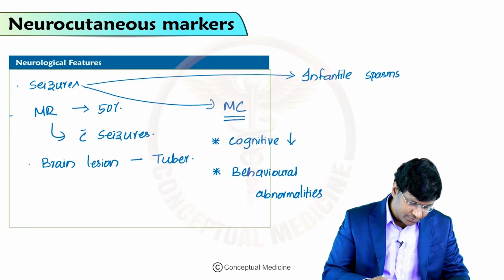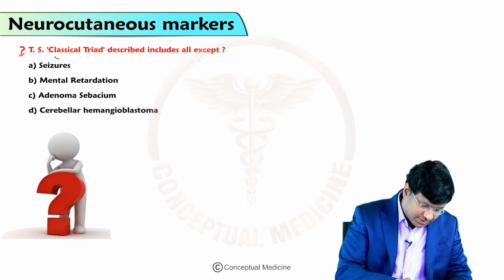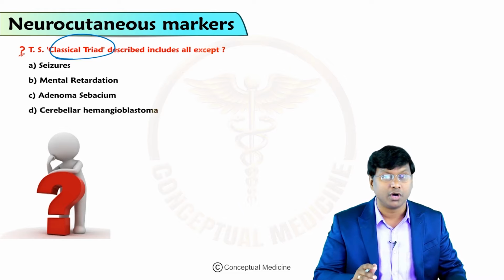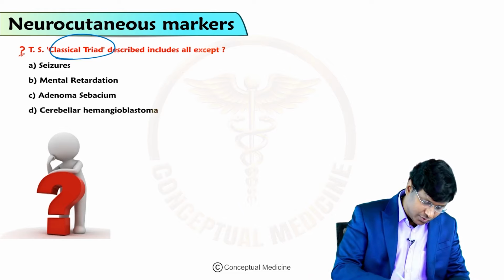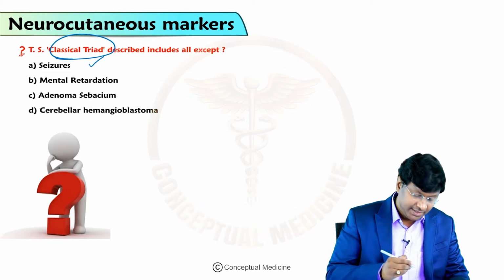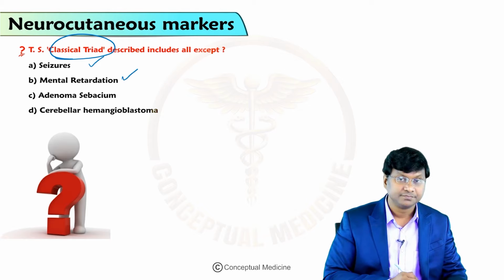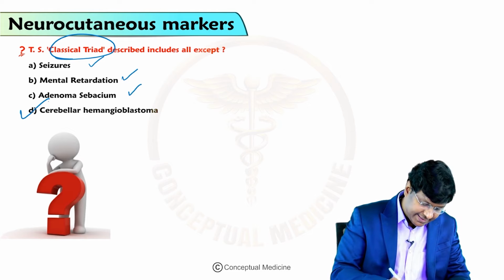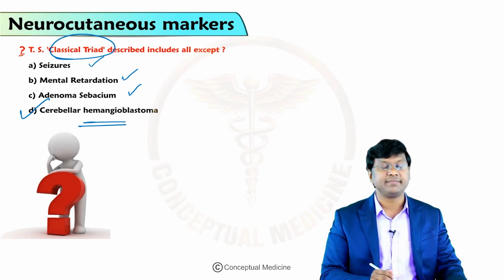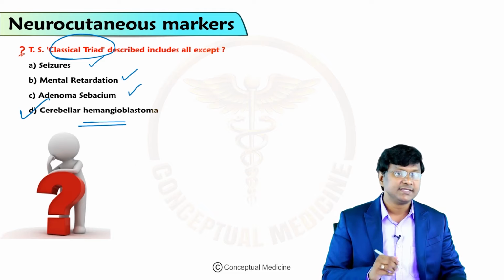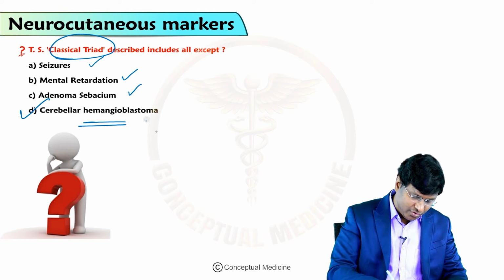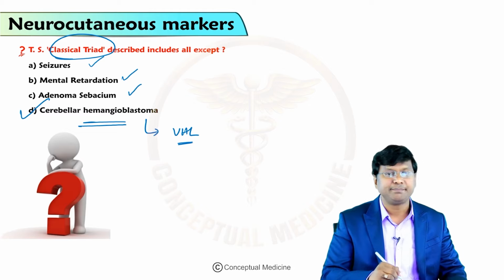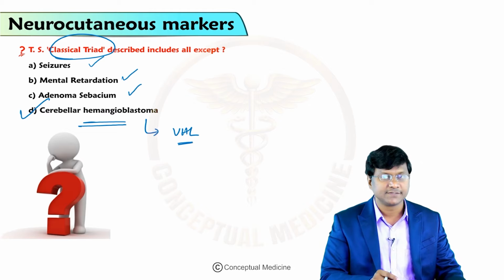And you see this question now. The classical triad described in tuberous sclerosis includes all except: it includes seizures, it includes mental retardation, and it also includes the adenoma sebaceum. But it does not include the cerebellar hemangioblastomas. These cerebellar hemangioblastomas are very common in von Hippel-Lindau syndrome. That is what we have discussed.